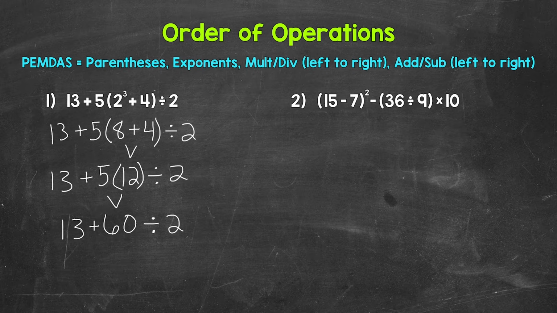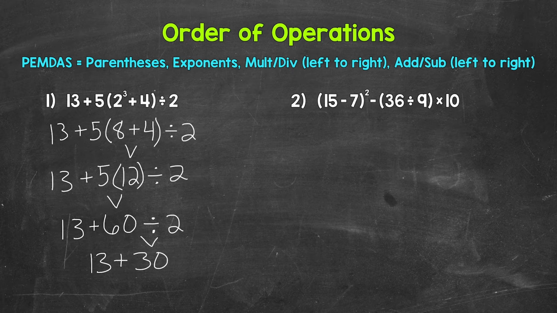Do we have any parentheses? No. Any exponents? No. Any multiplication or division? Yes, we have division, 60 divided by 2. So let's do that next. 60 divided by 2 is 30. Bring down everything we did not use. So we have 13 plus 30.